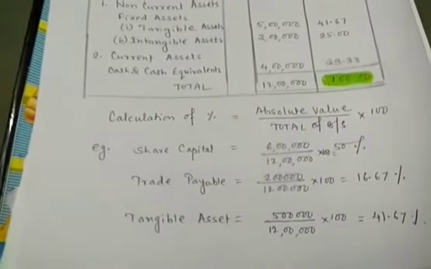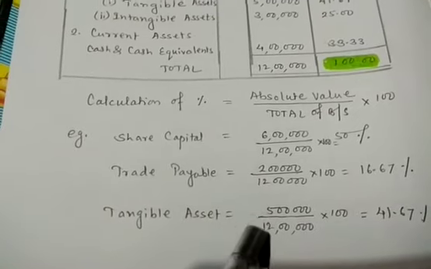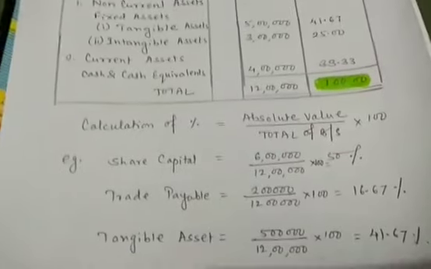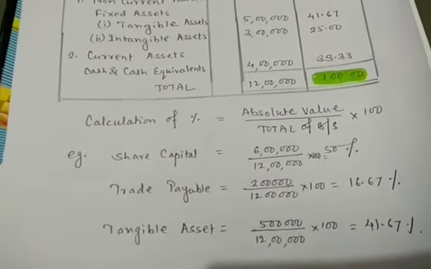16.67%. It is true with assets also. Let's take an example of tangible assets. 5 lakhs upon 12 lakhs. Tangible assets of 5 lakhs. Total is 12 lakhs. 5 lakhs upon 12 lakhs multiplied by 100 gives 41.67%.